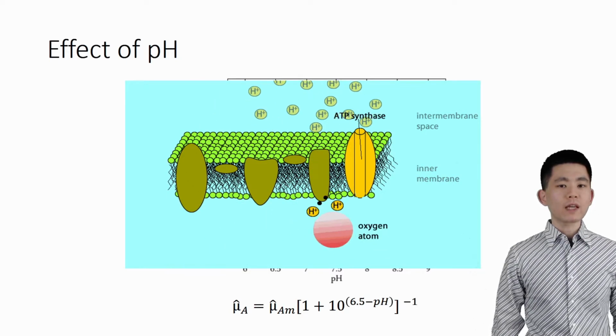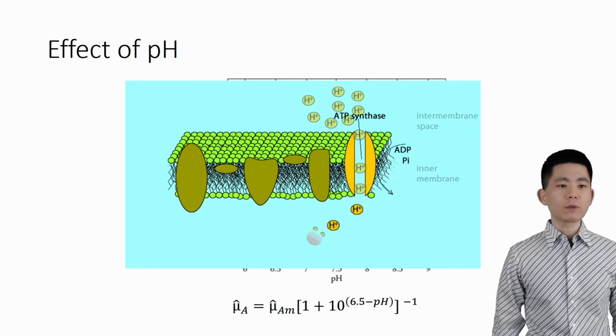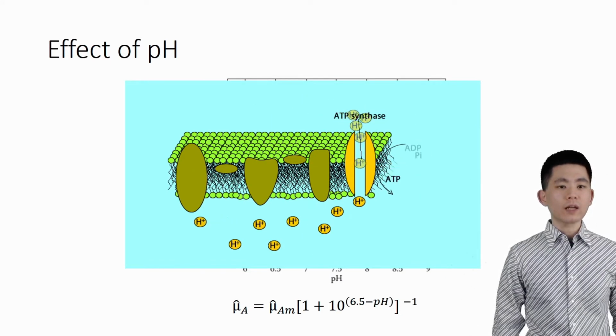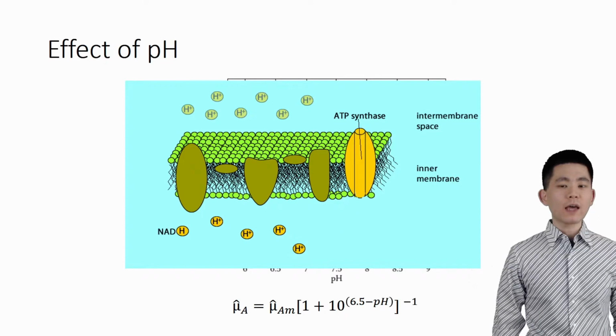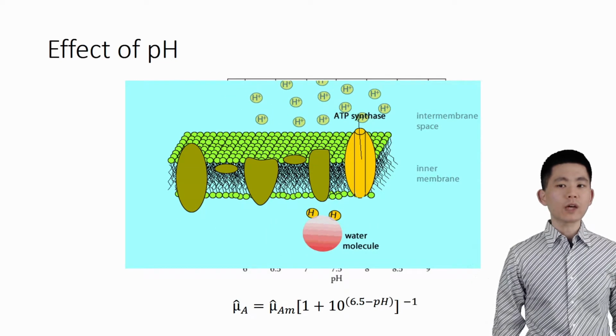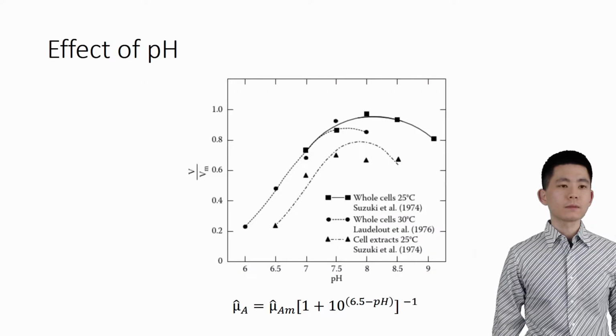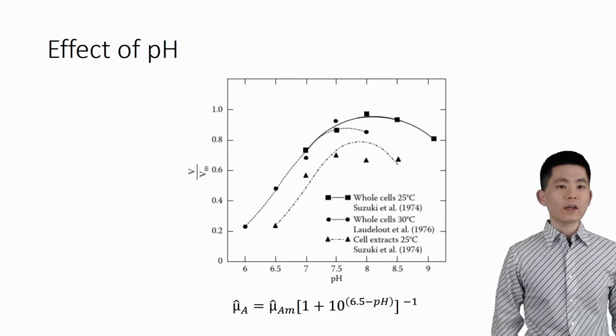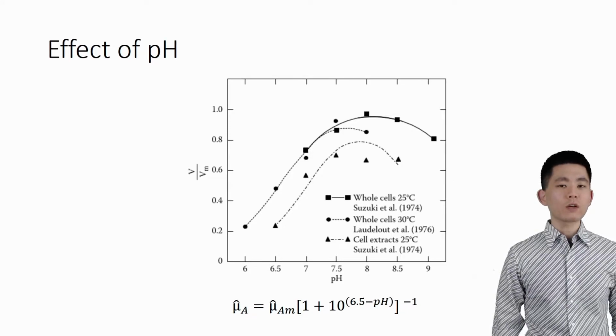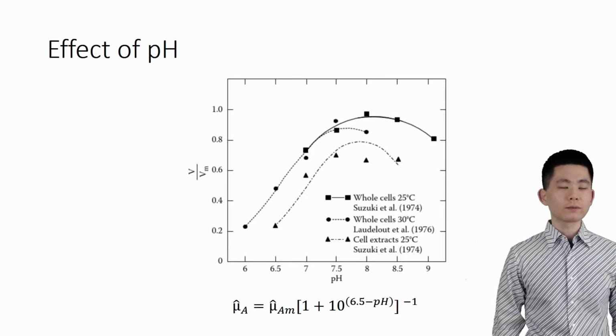These protonated compounds can diffuse through the cell membrane and dissociate in the cytoplasm, which has a different pH than outside of the cell, to release protons and disrupt the proton balance. This figure shows the effect of pH on the growth rate of AOB. It can be described by this empirical equation.